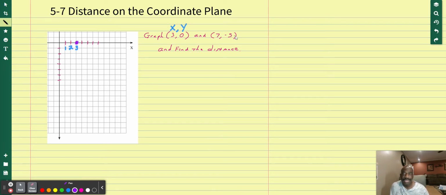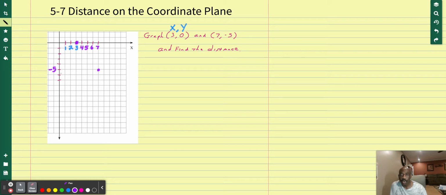And then it says 7, -5. So this will be 1, 2, 3, 4, 5, 6, 7, and then down 5. Okay, so if I go down 5, I'm going to be right here. All right, so down 5. So right over here, let me just put -5 right here. So we know 1, 2, 3, 4, 5, -5, right? So we have these 2 points, and I want to find the distance between them.